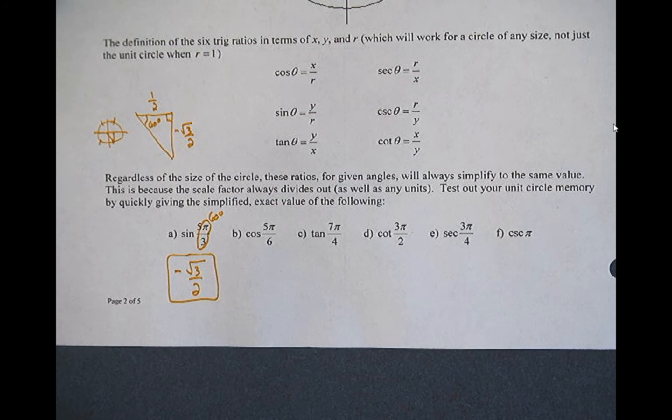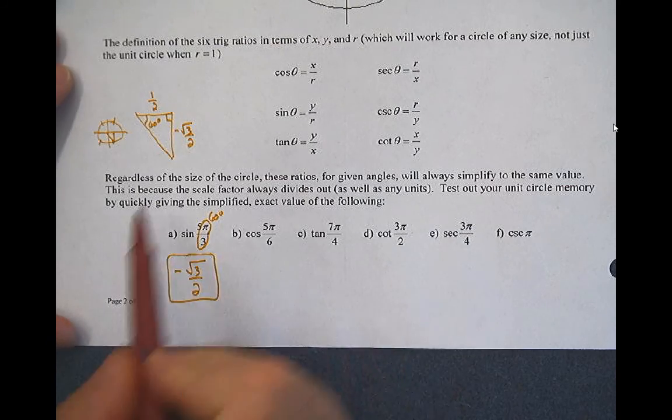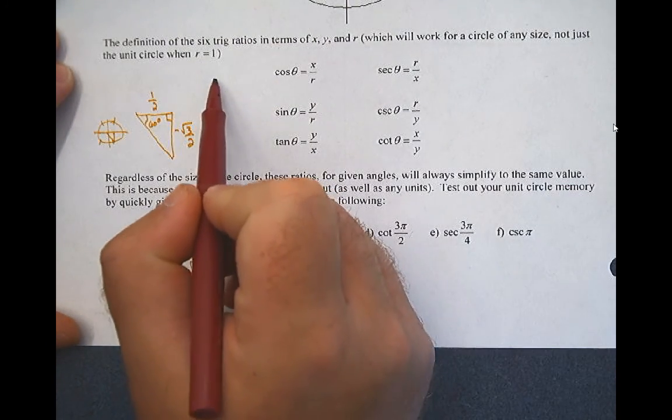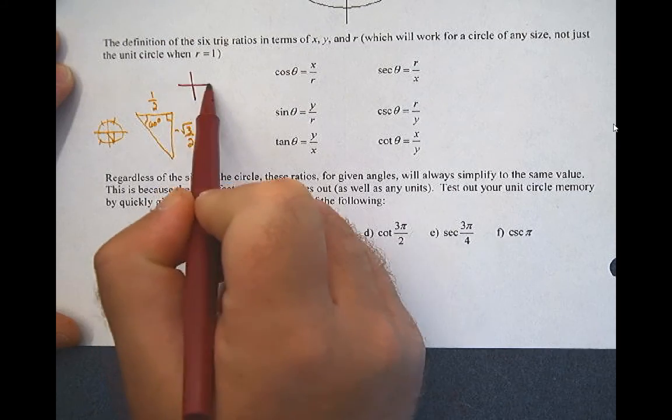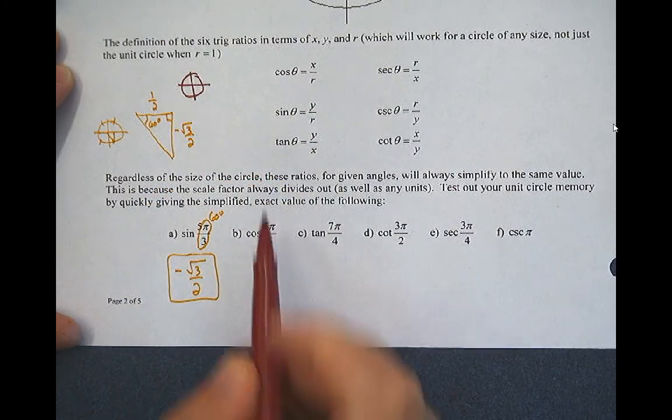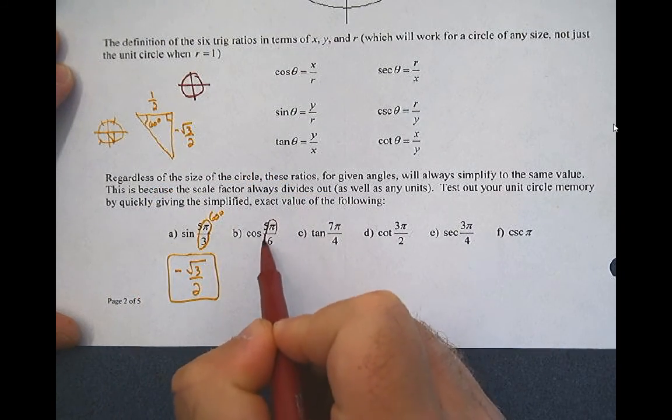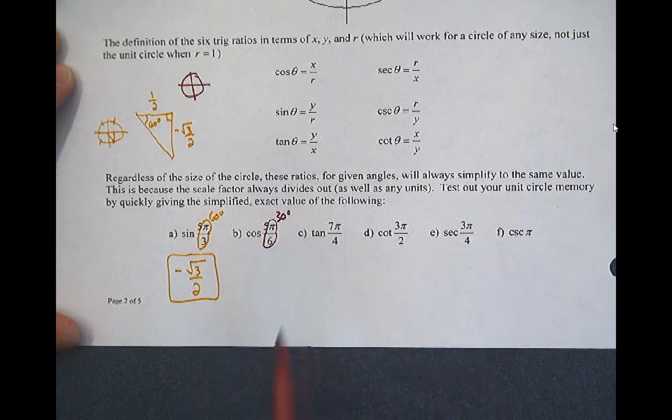Like I said, I would encourage you to pause here and try it on your own next. So let's see how you did. I'm going to make another sketch. 5 pi over 6, I'm counting by 30s.